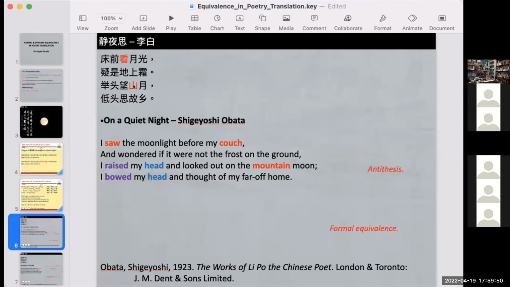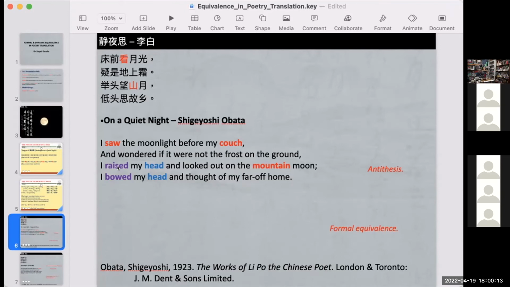There is Ken and Shen. This is another version, the second version of the poem. So he translated it literally. We can see that he translated it literally. "I saw the moonlight before my couch and wondered if it were not the frost on the ground." Not a poetic translation. We can feel it's more like prose.